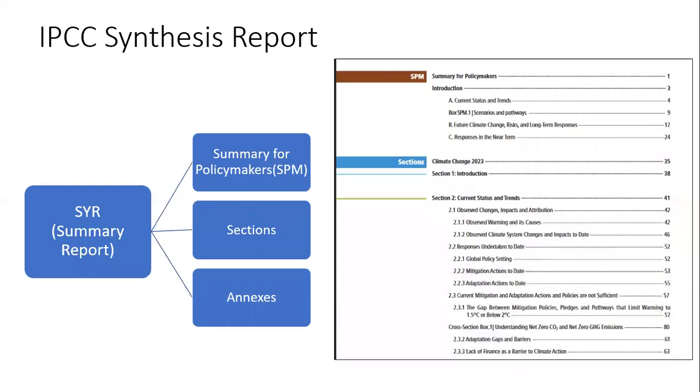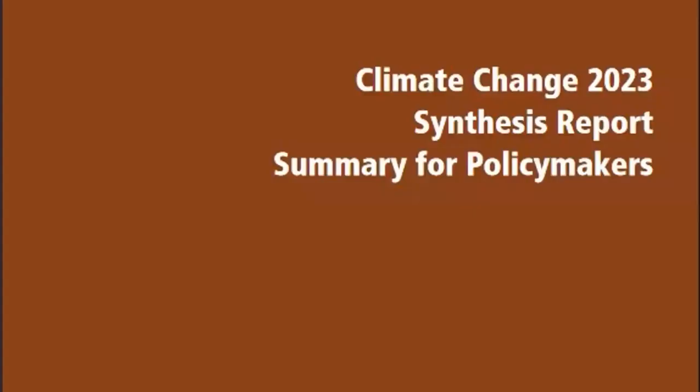As we have already discussed, the SYR is a summary of the 3 working group reports, and it has the following sections. First, we have a summary for policymakers, a brief introduction, a brief recapitulation of the 3 working group reports. Then we have sections containing the actual data collected from the 3 reports and annexes in the end containing glossaries and abbreviations. Let's take a look at the summary for policymakers section.